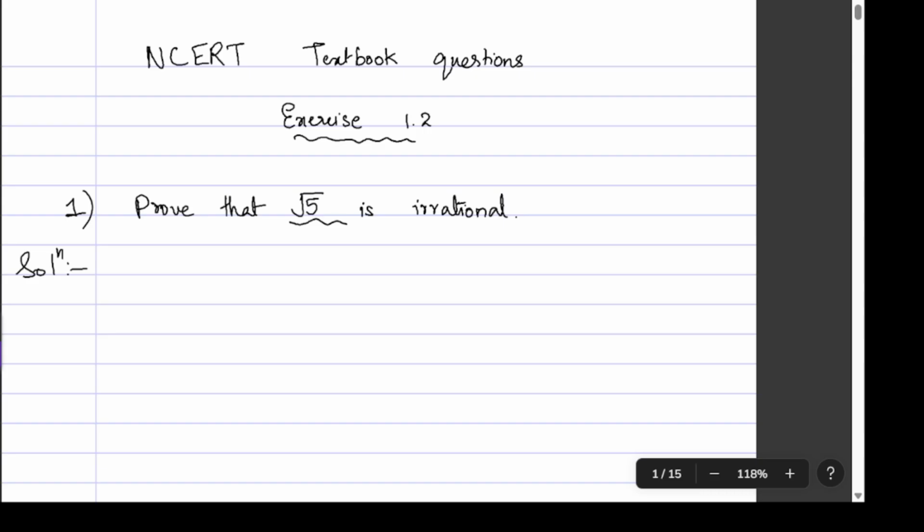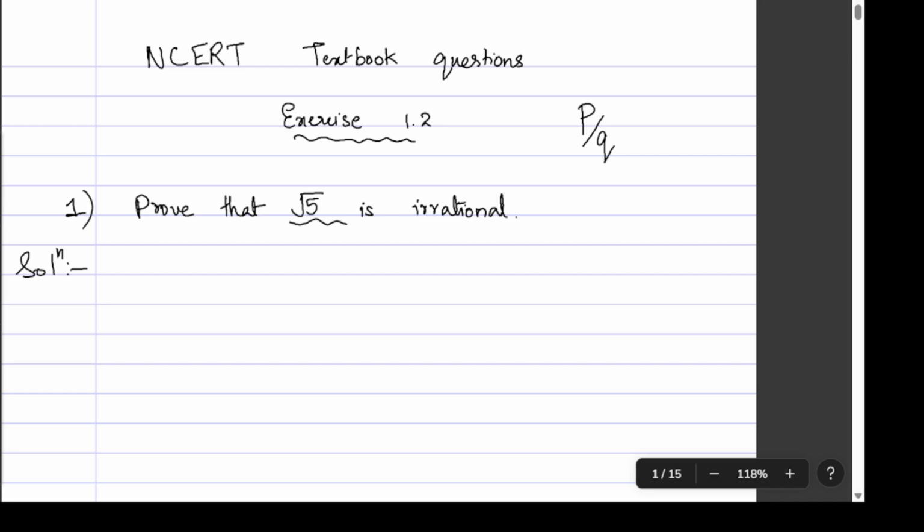Today we are going to exercise 1.2. Before stepping into that, let us make a quick revision of rational and irrational numbers. Rational numbers are what? Those which can be written in the form p by q, where p and q are both integers and q is not equal to 0. This is a rational number. And irrational numbers are what? The numbers which cannot be written in the p by q form. They are non-terminating, non-repeating numbers.